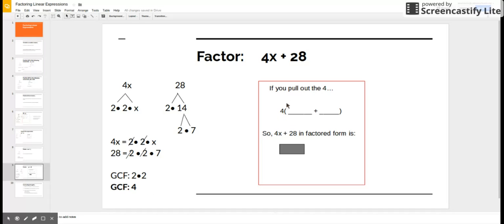So, here I set it up. 4 times what gets me 4x? 4 times x gets me 4x. 4 times what gets me 28? 4 times 7 gets me 28. So this would be my answer in factored form.